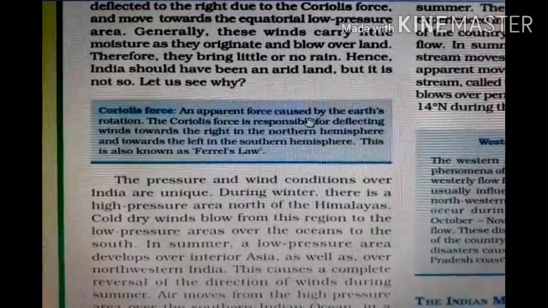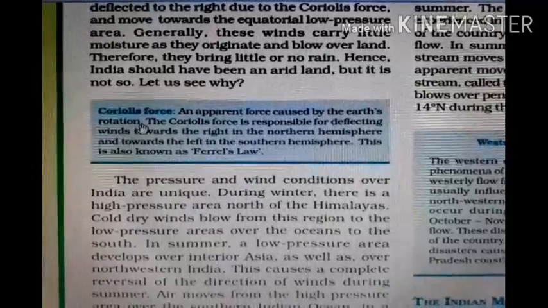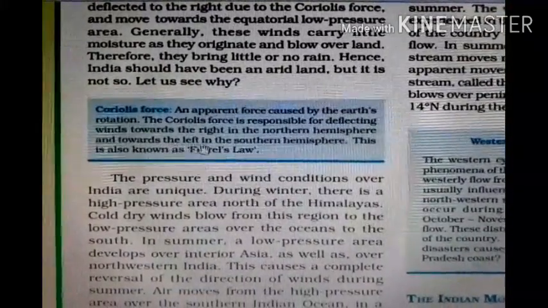They blow southwards, and get deflected to the right due to the Coriolis force. What is the Coriolis force? An apparent force caused by the Earth's rotation. It comes out because of the Earth's rotation on its axis. The Coriolis force is responsible for deflecting winds towards the right in the northern hemisphere and towards the left in the southern hemisphere. This is known as Ferrel's law. It is governed by a physics law that is called Ferrel's law.